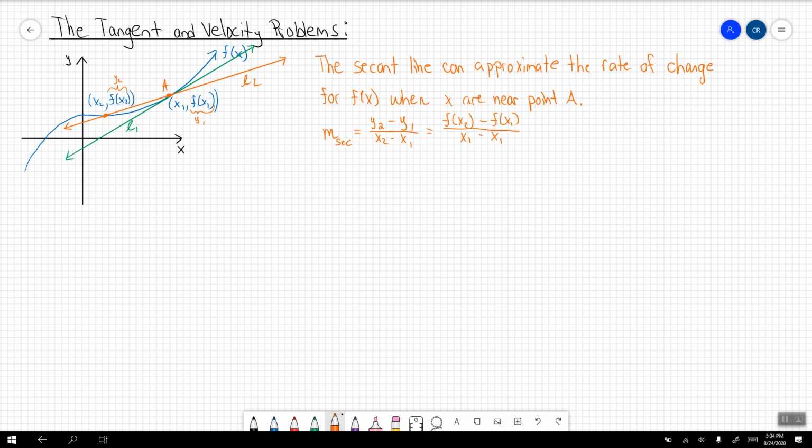And if you recall, this is your average rate of change that we analyzed back in a college algebra or back in a pre-calculus setting. And this is indeed what we want to use in order to start evaluating these velocity problems or these tangent problems. So remember this formula, as it will be very beneficial.